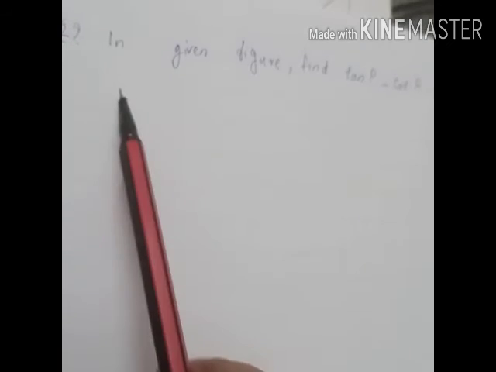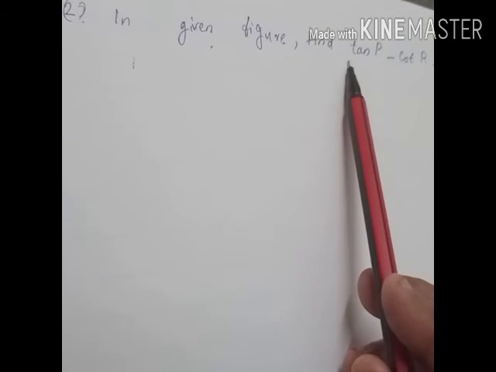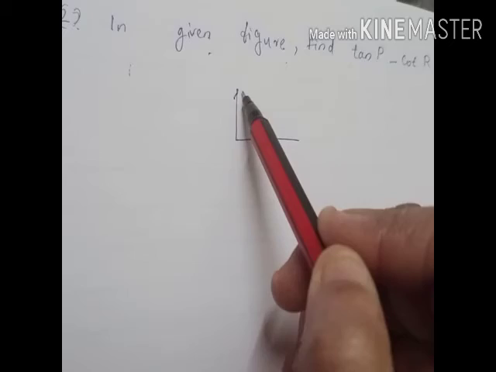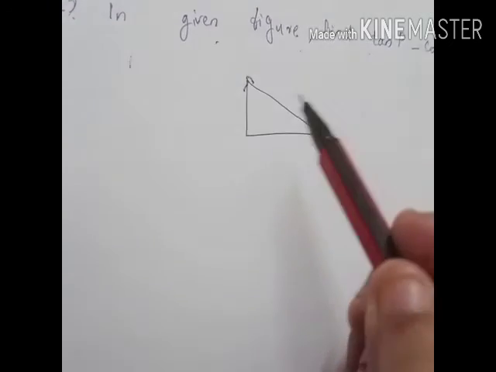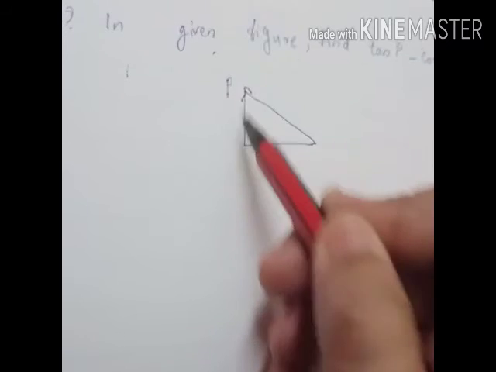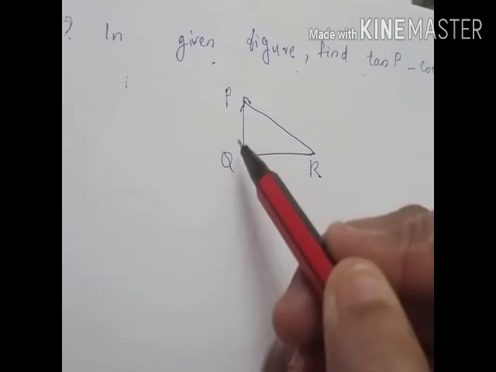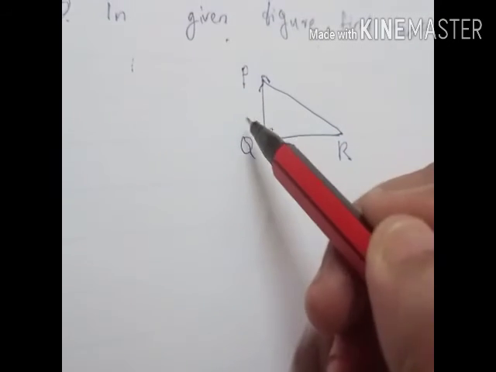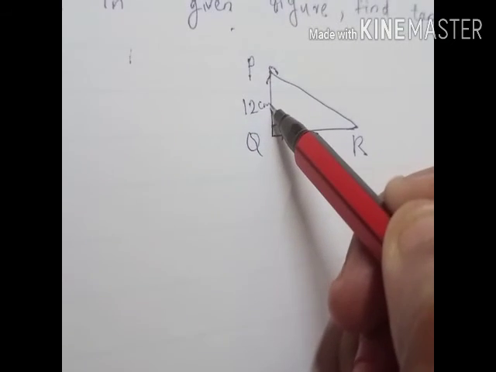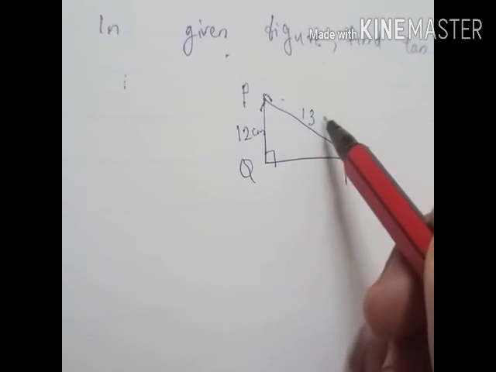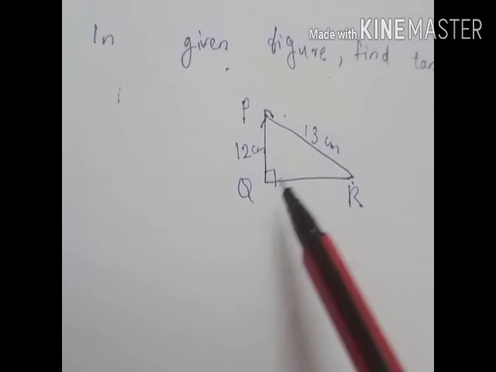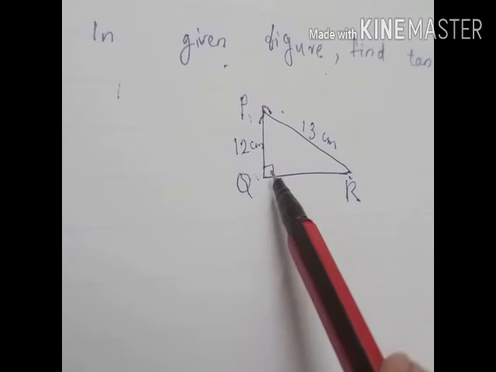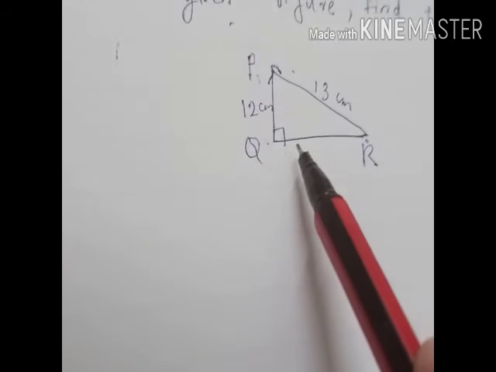Now the second question. Okay. In given figure, find tan P minus cot R. Figure is given in the question, that is triangle PQR, which is right angled at Q, and PQ is 12 centimeter and PR is 13 centimeter. Okay, PQ is 12 and PR is 13. Then this is a right angled triangle which is right angled at Q, that is given in the question.